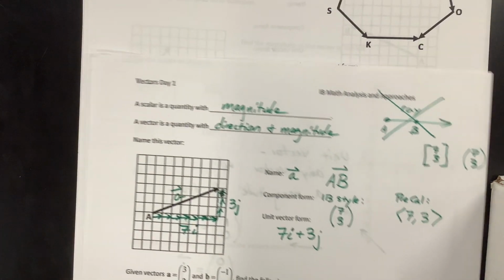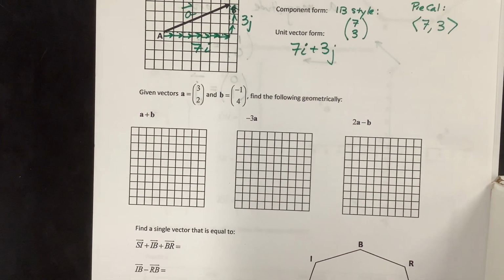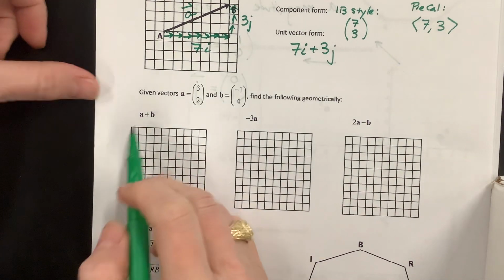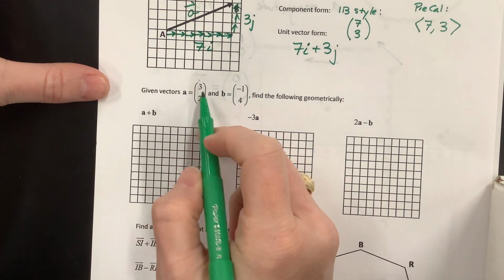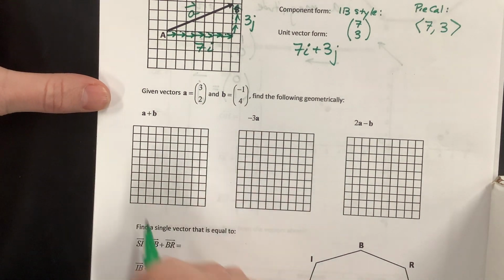Okay, so this is the second part of the vector day 1. At this point they're asking us to add these two vectors. In the first one, they're asking us to add. So I need the vector 3, 2. Remember that goes 3 units in the x direction and 2 units in the y direction.